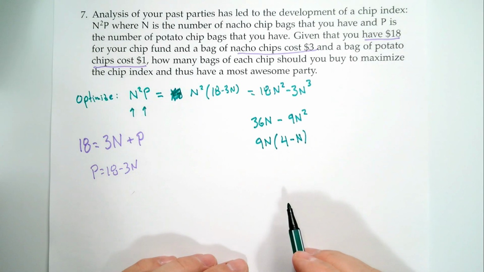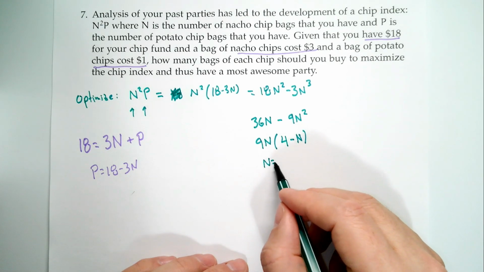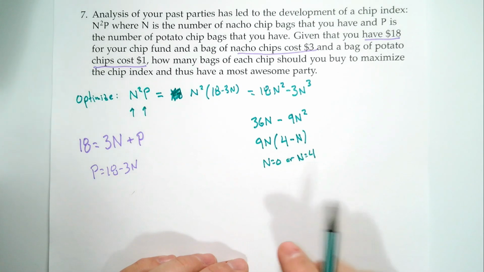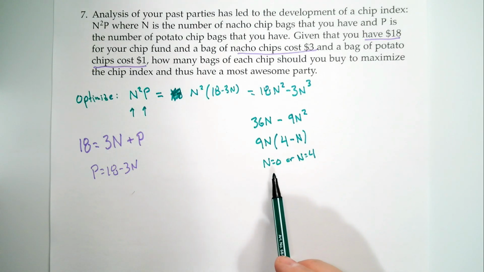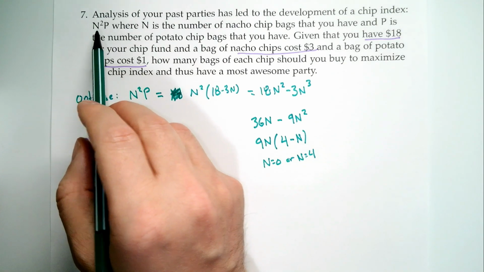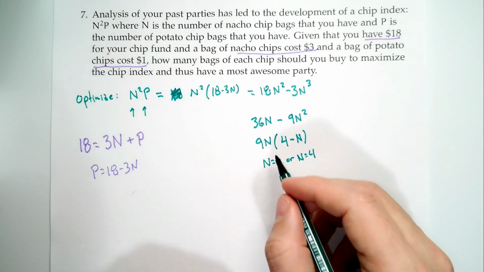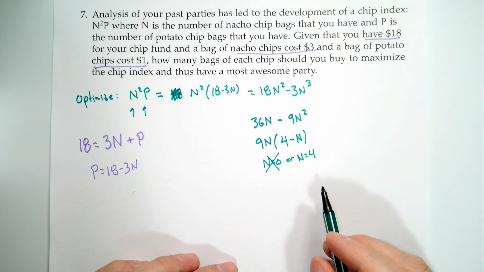Okay, now, where are the critical points? Well, we could have n equals 0 or n equals 4. Now, at this point we ask, okay, which one is right? Well, notice if we don't have any nacho chips, what's our chip index? 0. It's not a party without nacho chips. All right, so yeah, that's a terrible choice. How about n equals 4?